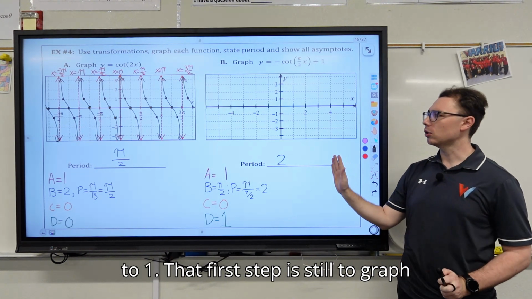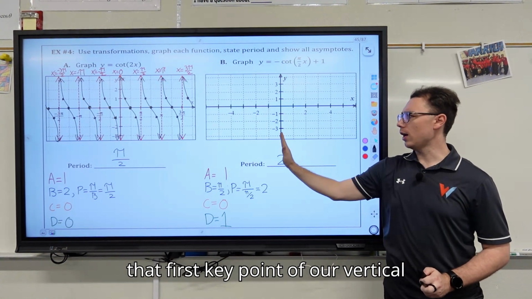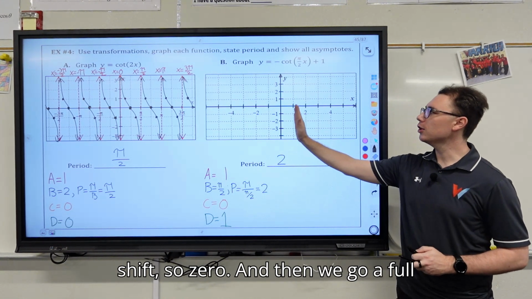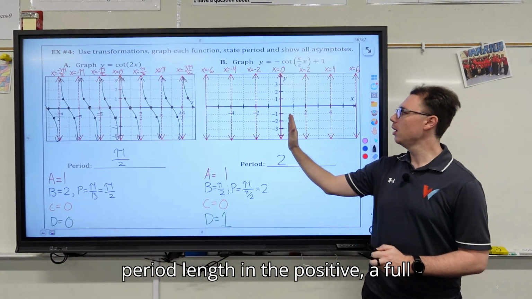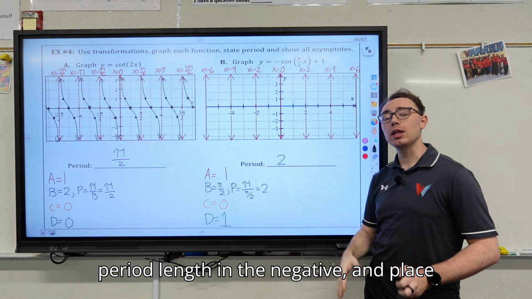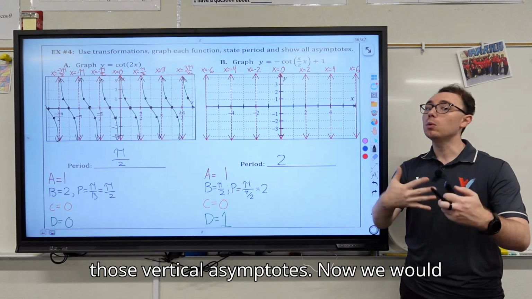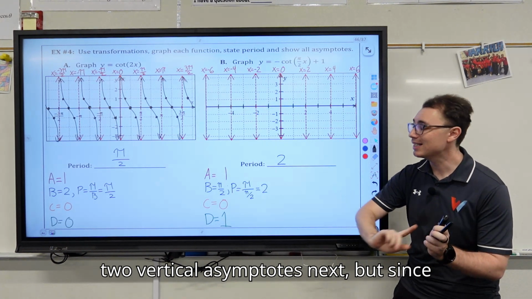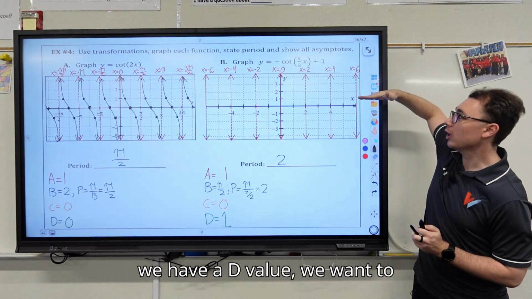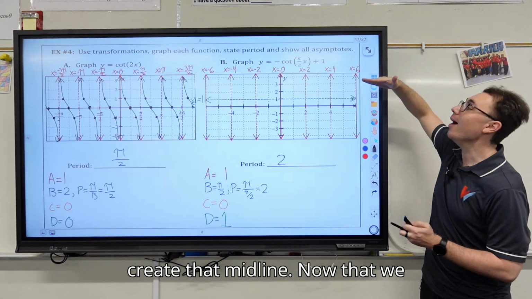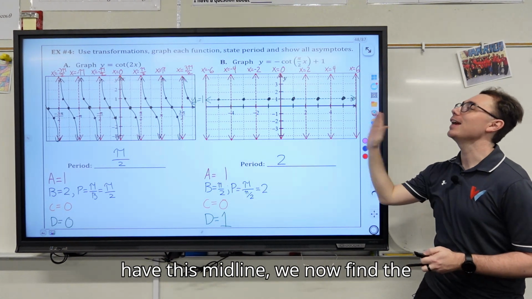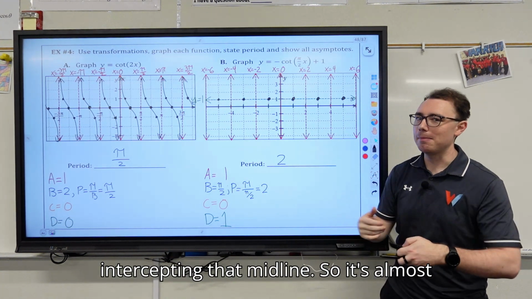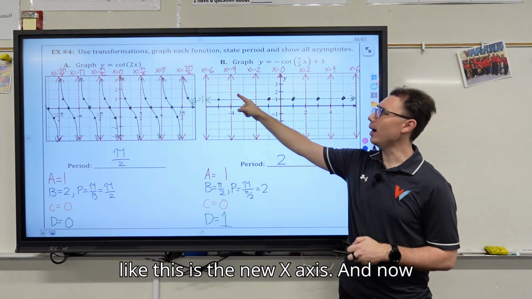That first step is still to graph that first key point of our vertical asymptote at 0, 0, as long as there's no phase shift, still 0. And then we go a full period length in the positive, a full period length in the negative, and place those vertical asymptotes. Now we would want to try and find the middle of these two vertical asymptotes next, but since we have a d value, we want to create that midline. Now that we have this midline, we find the middle of these vertical asymptotes, placing it where it's intercepting that midline. So it's almost like this is the new x-axis.